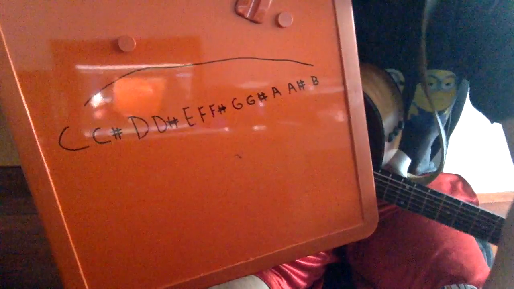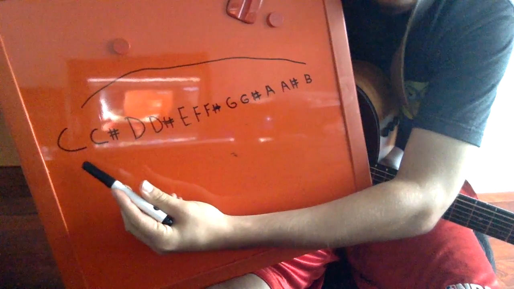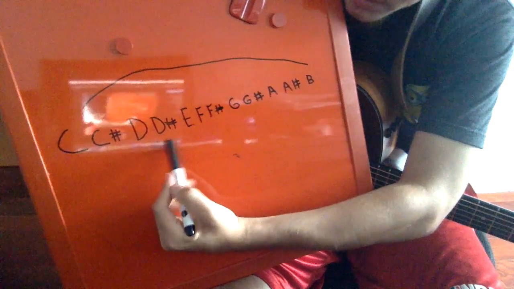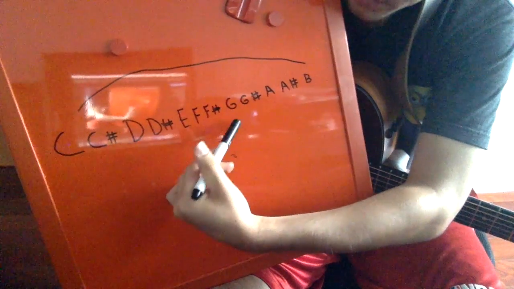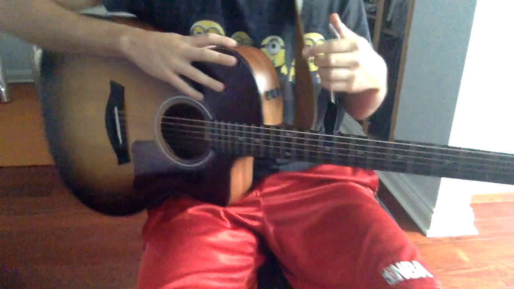It's a cycle, basically. It goes back to C, and then the cycle continues. You have to memorize this, there's no other way around it. C, C sharp, D, D sharp, E, F, F sharp, G, G sharp, A, A sharp, B. You're going to need that. It's the most important thing you'll need to know to change keys.